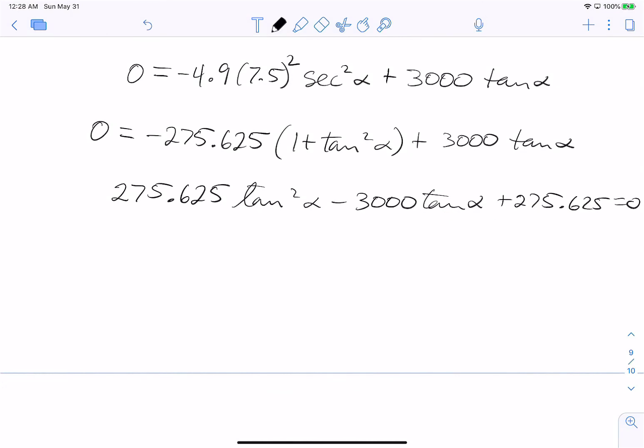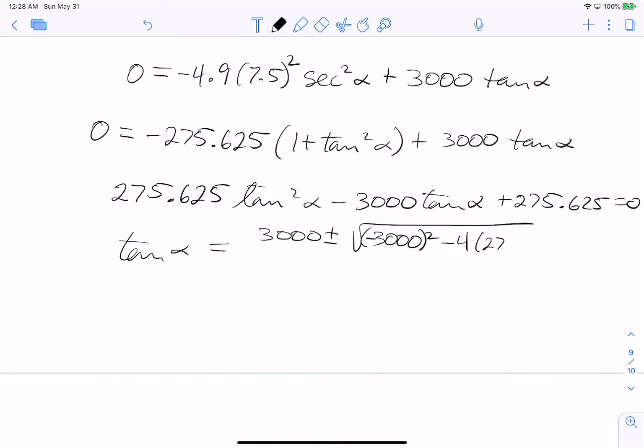And so using the quadratic formula, we can say that the tangent of alpha is equal to 3000 plus or minus the square root of negative 3000 squared, minus 4 times 275.625 squared, all divided by 2 times 275.625. Yeah, I know these numbers are lousy, but it doesn't matter. We're putting it all into a calculator anyway.